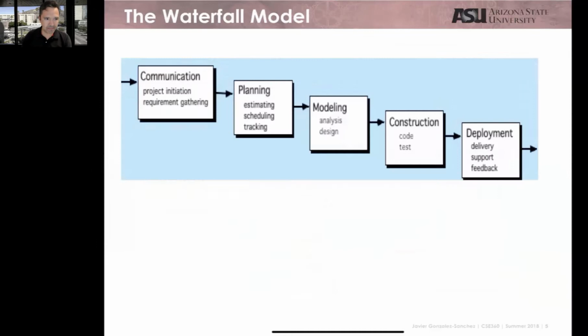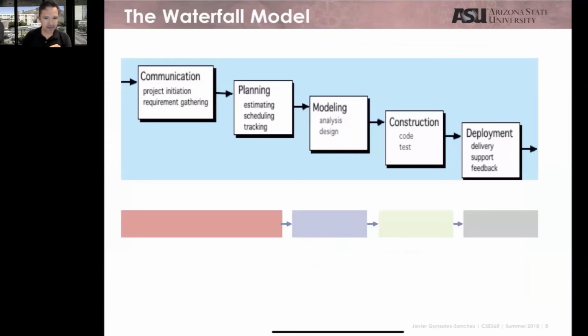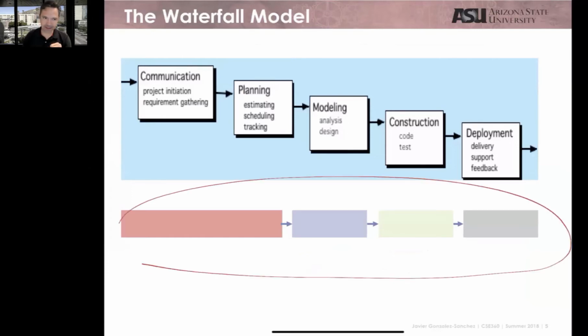So plan-based, we reviewed the Waterfall Model. Something that I need you to remember is this shape. Each color is a particular activity, all the activities connected in a line. Waterfall. So the idea is you finish with the requirements, and then you move to the design, and then you move to the coding and testing, and then you move to the deployment. You never go back to the previous one.